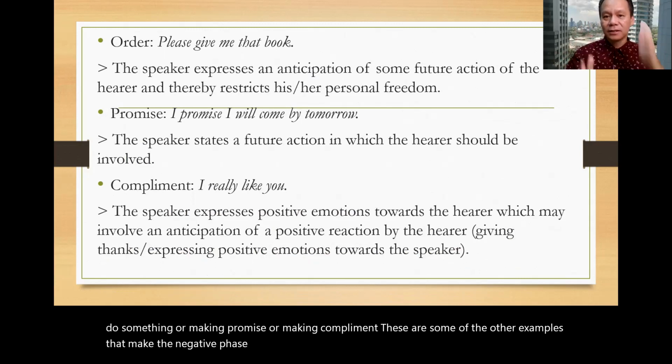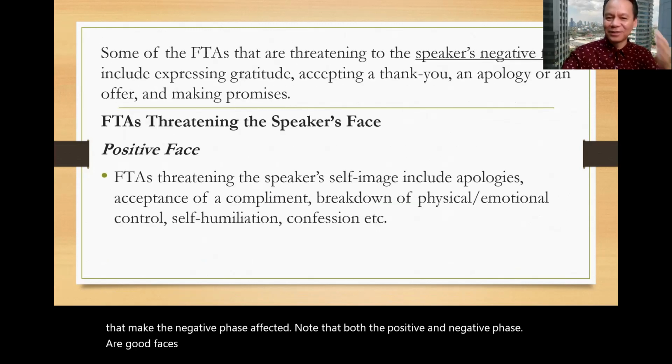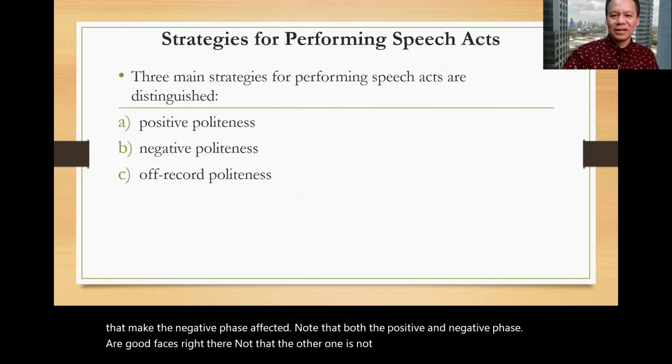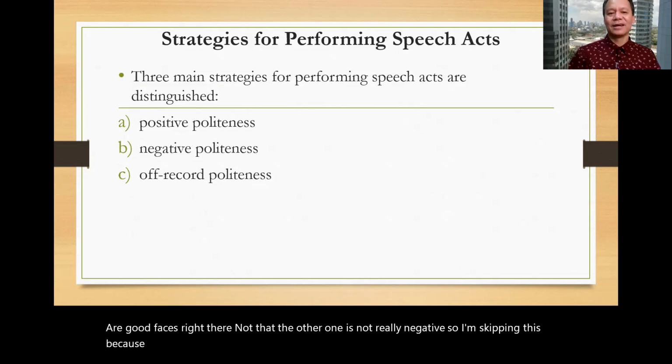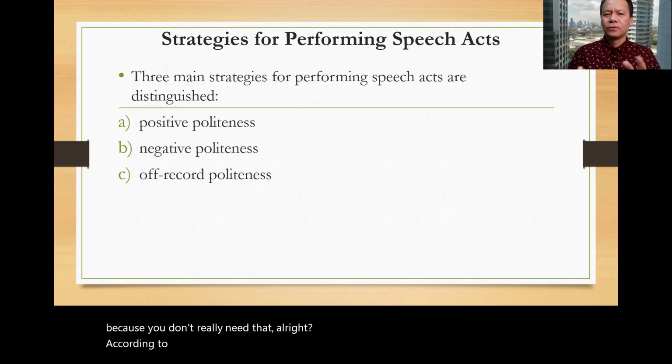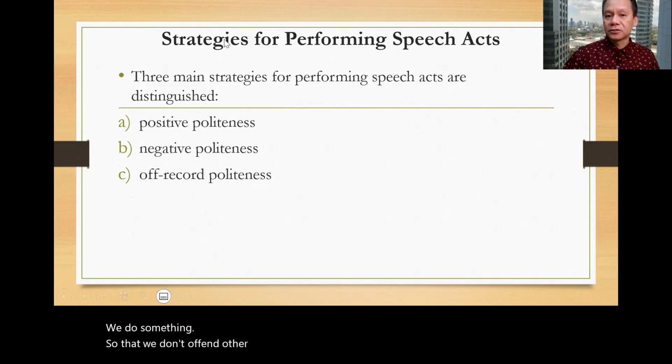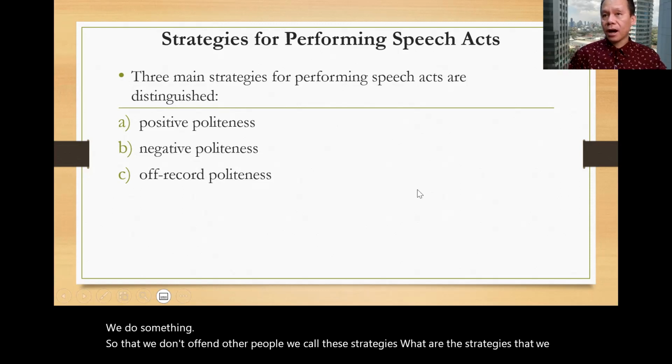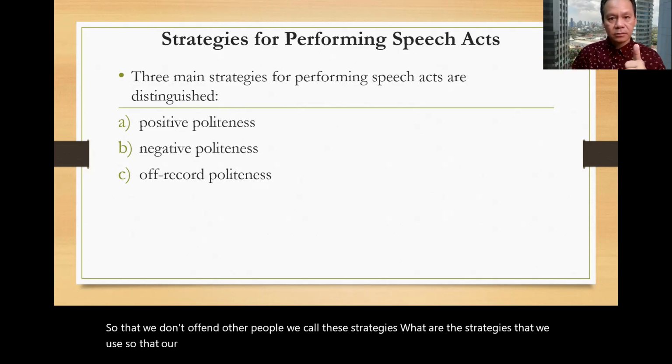Note that both the positive and negative face are good faces, right? The other one is not really negative. So I'm skipping this because you don't really need that. All right. According to Brown and Levinson, we do something so that we don't offend other people. We call these strategies. What are the strategies that we use so that our communication is not offensive, right? So we use number one, positive politeness.